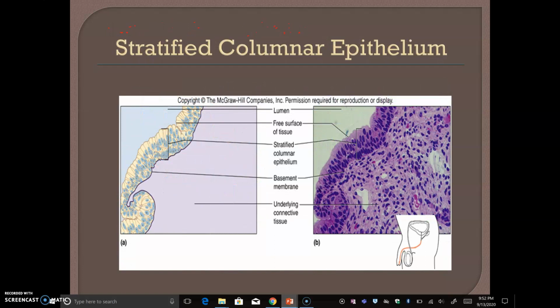So moving on to our next one, we have stratified columnar. So again, 2 or more layers, and columnar is rectangular. And if we see here, more free space, we have our nice dark purple basement membrane and these long rectangular cells stacked up on top of each other. So if we're looking at a microscope slide here, you can see how these layers are stacked up on top of each other with these nice long rectangular shaped cells.